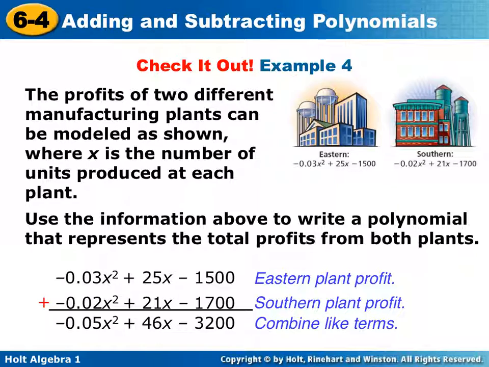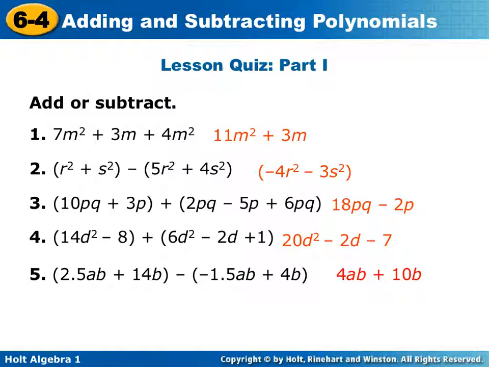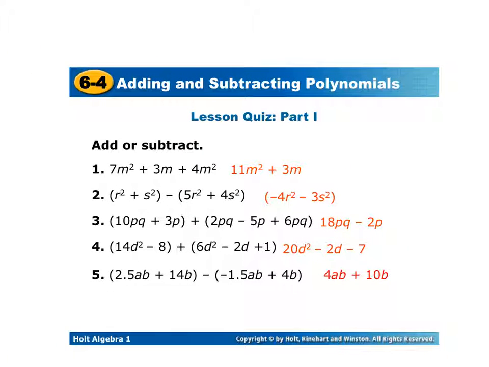One more word problem. Here, they've got 2 manufacturing plants, and they want to know the total profits from both. So they took the eastern and they added it to the southern. And then this would be the total combined profit. Again, we're not solving for any variables. We're just grouping our like terms and adding the polynomials. And here's a few examples.